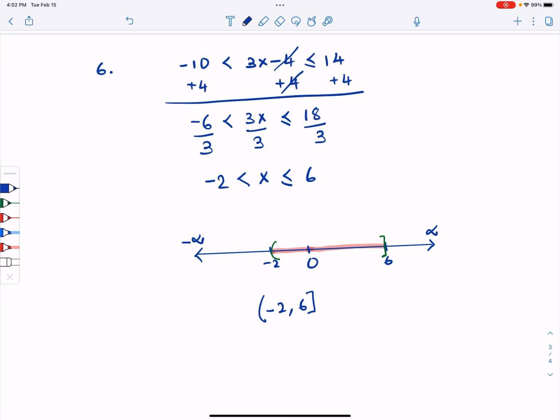So this kind of review should have given you a flavor of pretty much the types of inequalities that you need to know for this stage, okay?